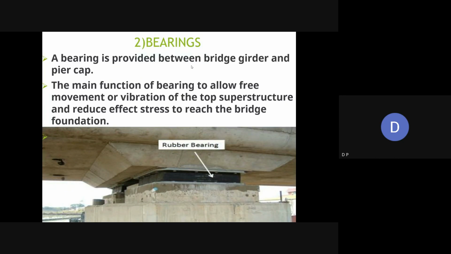Bearings: a bearing is provided between the bridge girder and the pier cap. This is the bridge girder. This is the pier cap on which this particular bearing is rested, and it will connect the superstructure. The main function of the bearing is to allow free movement or vibration of the top superstructure and reduce the effect of stress reaching the bridge foundation.